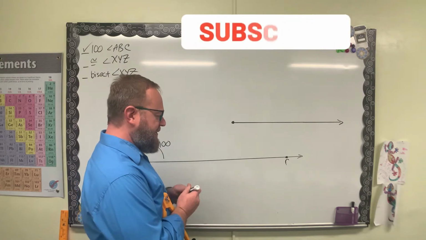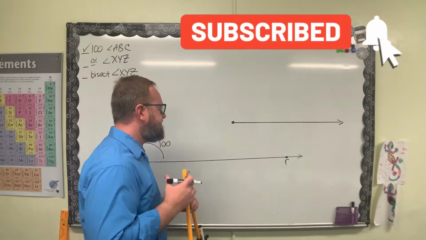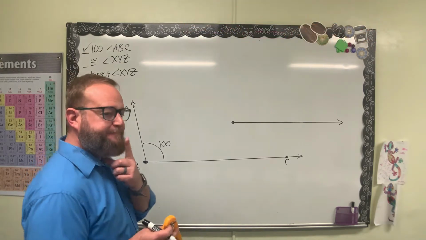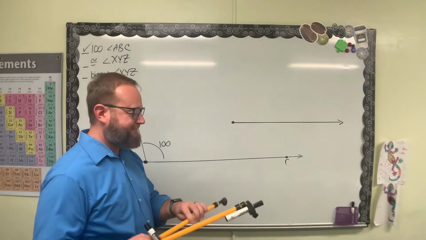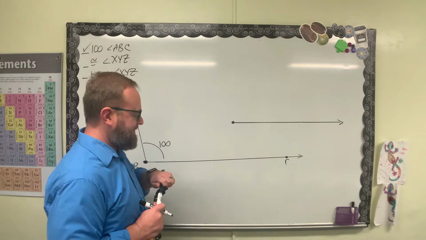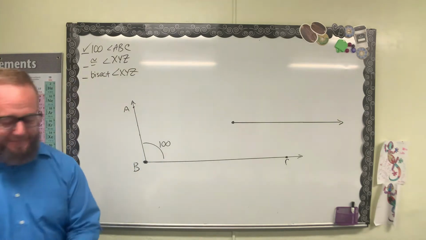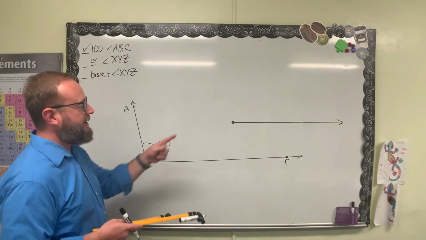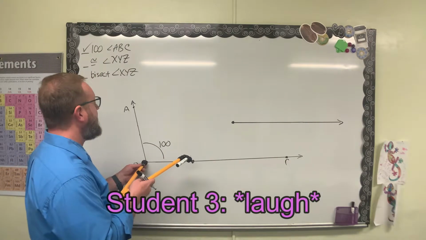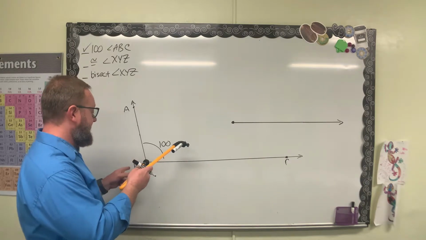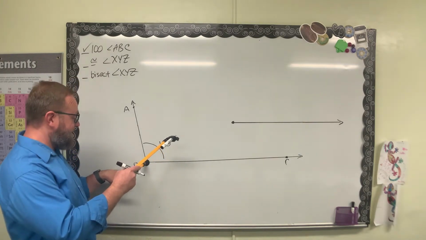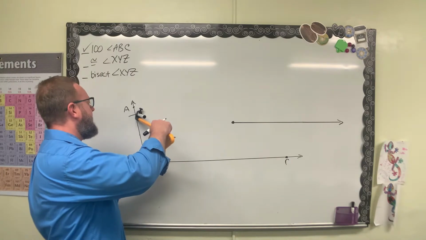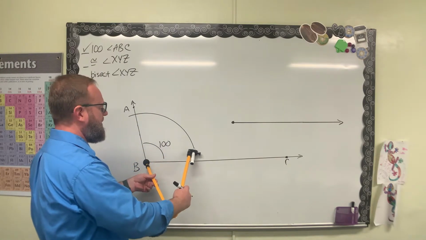So our first step. You would put your point on B. Why on B? Because that's where it's got to be. Then draw a little hashing mark at the intersection with A. Good. Now I take this and make this arc.